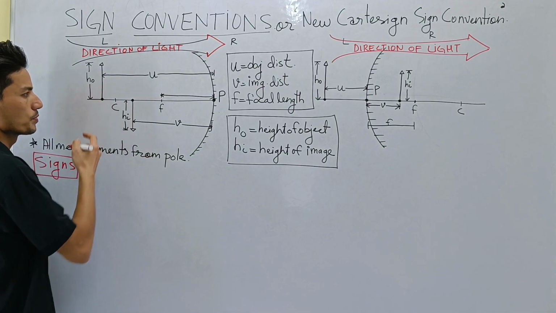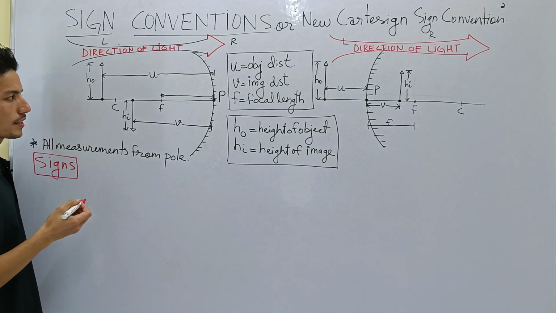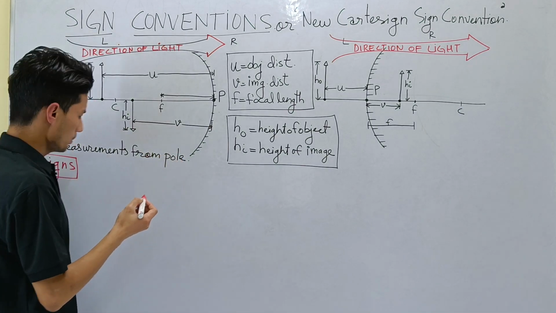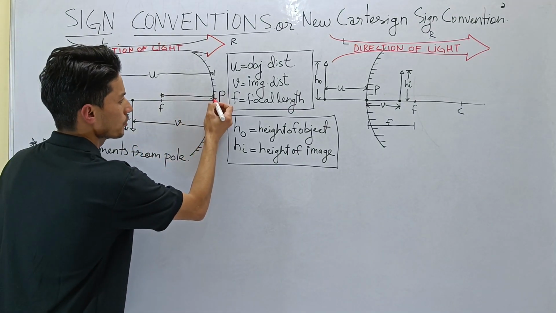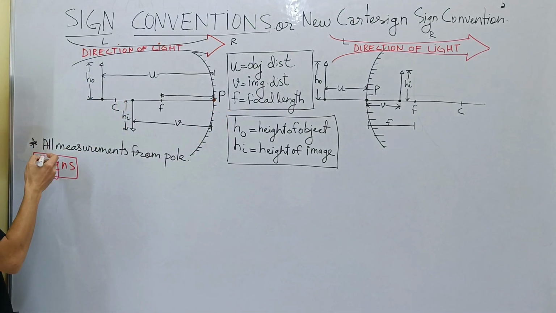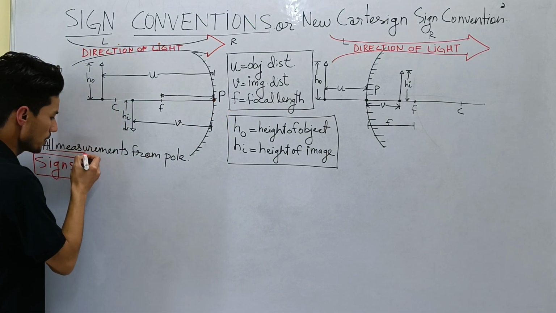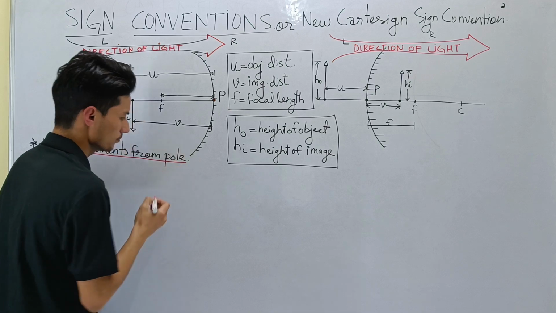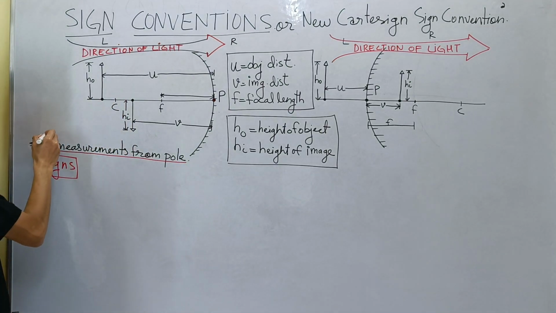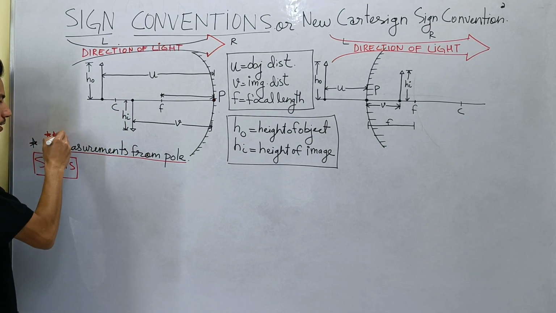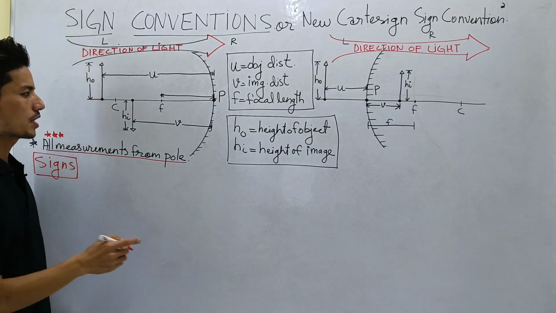So what sign will the object distance have? In order to determine the sign, where will we go? We will go to the pole. Why to the pole? Remember what we have written earlier: all measurements start from the pole. Very important statement. All measurements start from the pole.